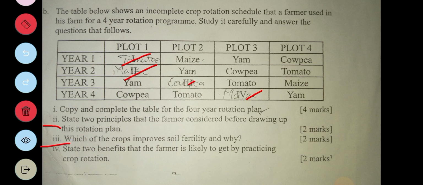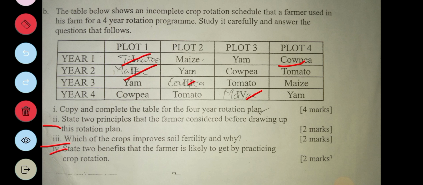Then the next question says, which of the crops improve soil fertility and why? The legume improves the soil fertility. The legume is the cowpea, because legumes are able to incorporate nitrogen into the soil. Now, nitrogen is one of the major nutrients of the soil.